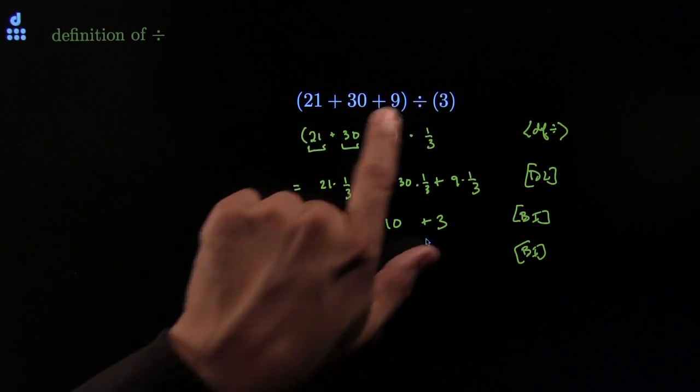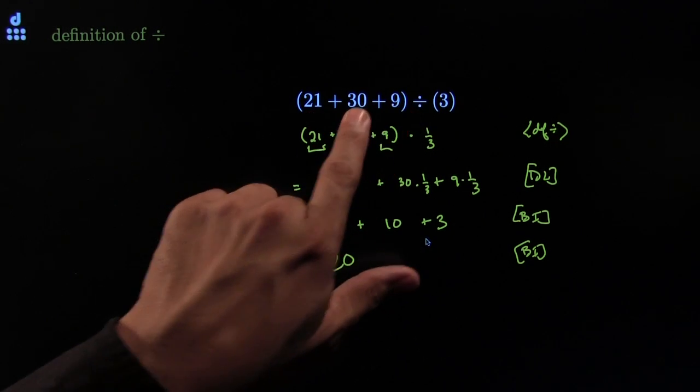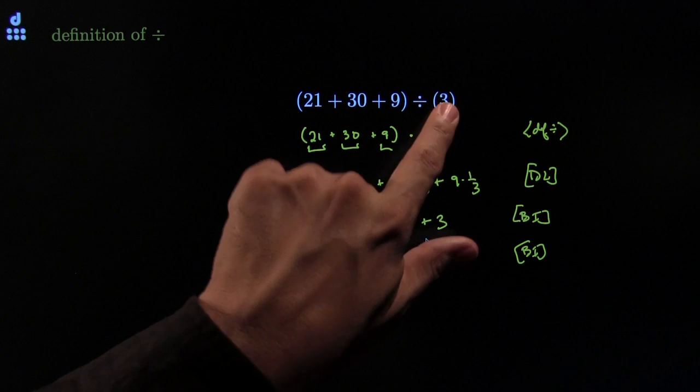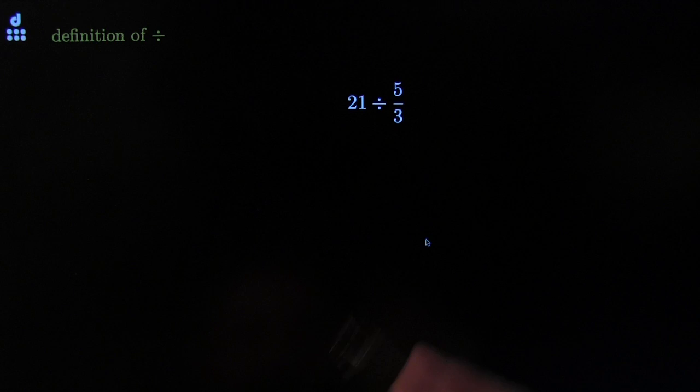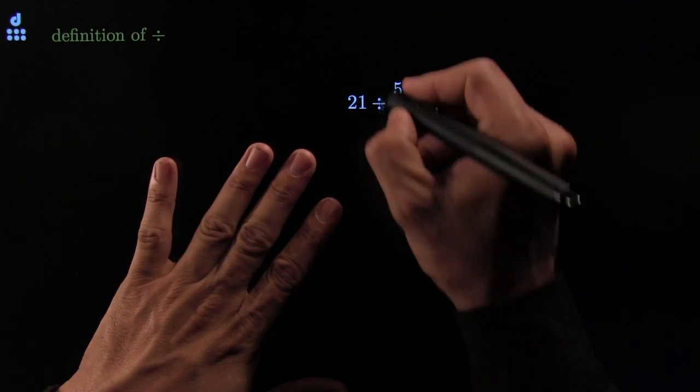Also, you could add this together. That of course is 21 plus 9 is 30, plus 30 is 60. 60 divided by 3 is 20. Another way to do it. Okay, that's one more chance to get comfortable with division.